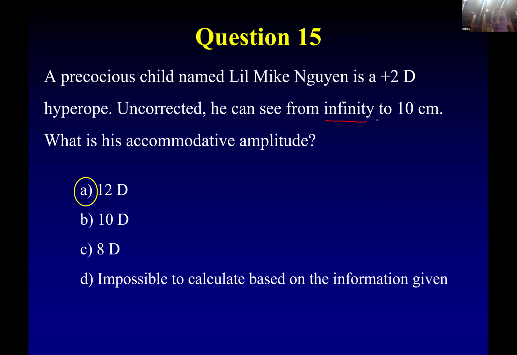So we're talking about range of clear vision. If someone can see at infinity, but they don't tell you the refractive error. So if I'd left out the fact that it's a 2 diopter hyperope, and I said he can see clearly from infinity to 10 centimeters, what is the accommodative amplitude? The answer would be you don't know, because you don't know if he's using accommodation to get to infinity.